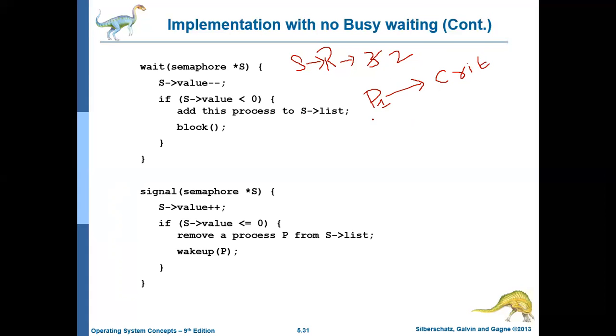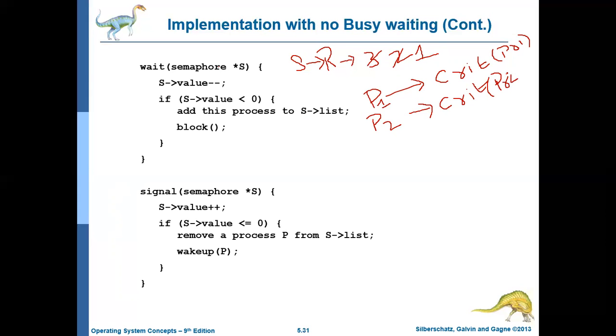Then process P2 comes. It also calls the wait function and decrements s, so s now becomes 1. This also enters the critical section, and it gets printer 2. So P1 got printer 1, and P2 got the shared resource printer 2.